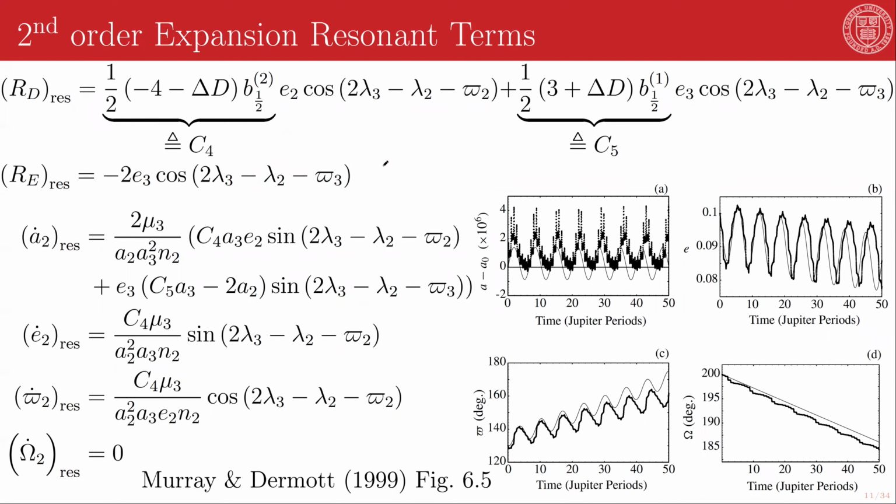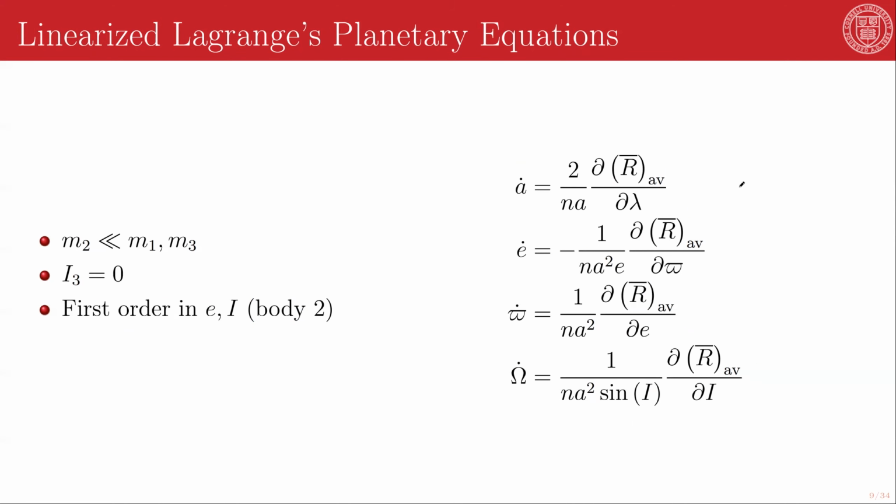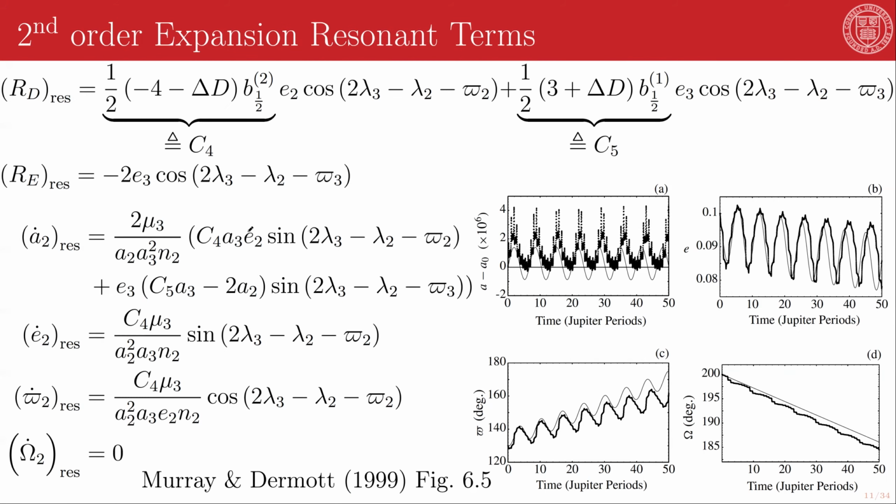And let's just quickly recall how we are going to package all of this together. All of this is going into this R2 disturbing function. We have mu3 over A3 times the direct part, which now contains a total of 5 terms. And we have mu3 over A3 times A2 over A3, the thing that we've been calling delta, times the single term out of the indirect part. We plug the average of that R2 expression into our linearized Lagrange planetary equations, and for the resonant terms only, we thus get this set of differential expressions.